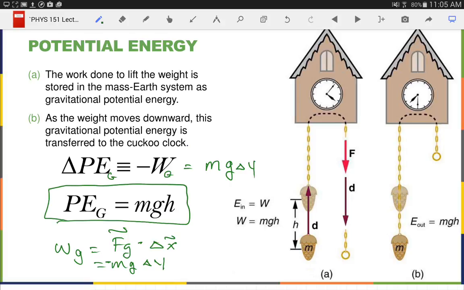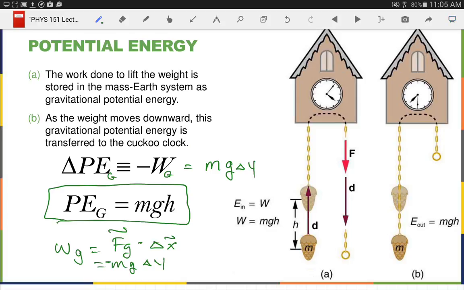Now an important question is, what is the reference point for this potential energy? Where is potential energy of gravity 0? And with gravity, because it has a linear relationship with height, it's quite convenient for us to say it's wherever I want it to be.